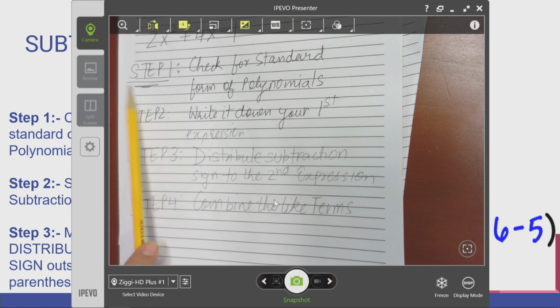These are the steps. Step 1, check for standard form of polynomials. Step 2, write down your first expression. Step 3, distribute the subtraction sign to the second expression. Step 4, combine the like terms. Okay?